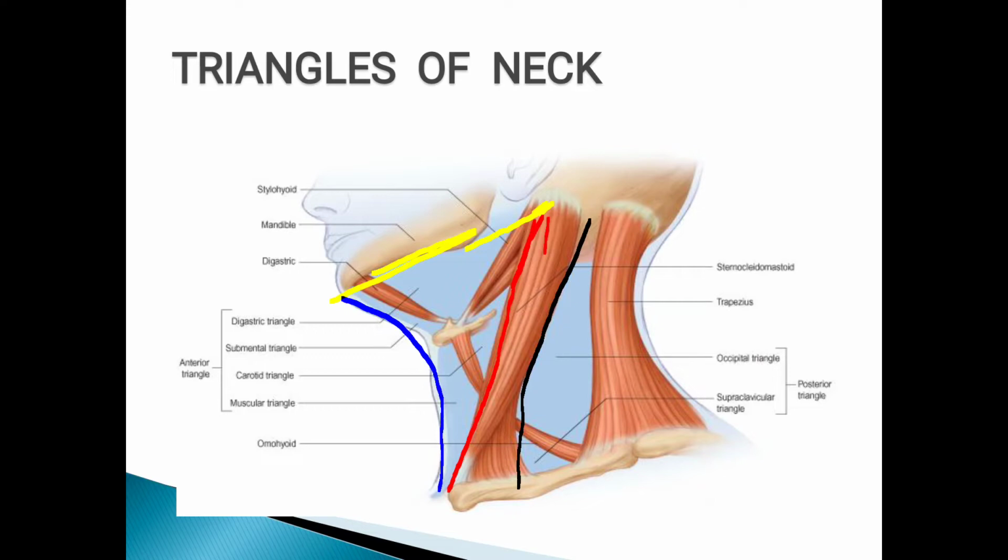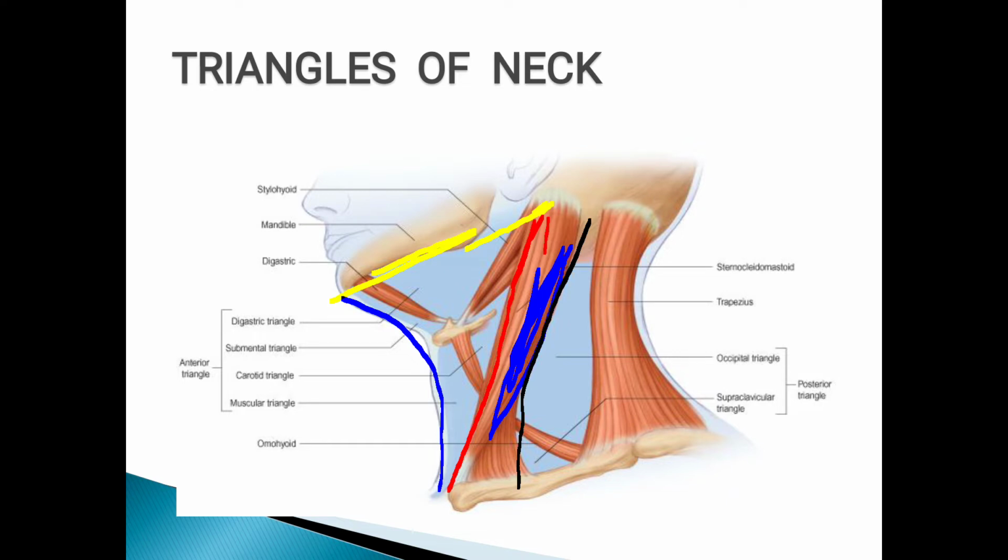This is the sternocleidomastoid muscle. Okay, here. This muscle is the sternocleidomastoid muscle, which I am marking with blue. So I have marked its anterior border with red color and the posterior border with black color.